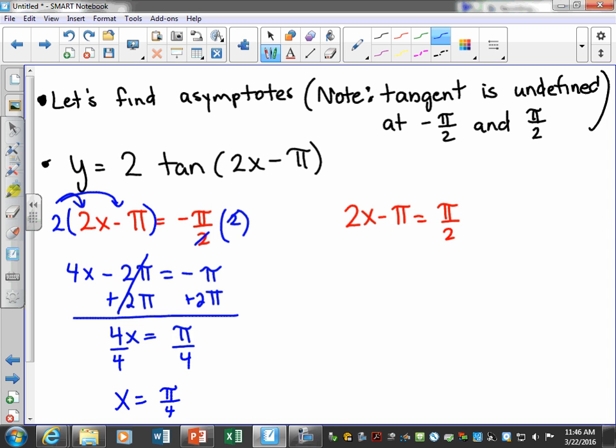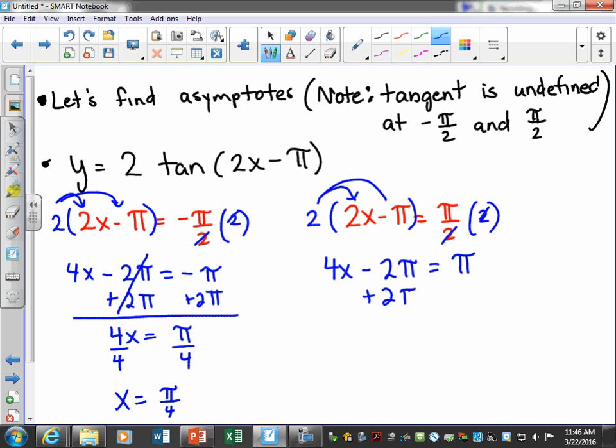Okay, let's come over here to the right and do the same thing. Multiply both sides by 2. That means these 2's would cancel. 2 times 2 is 4x minus 2 pi is equal to pi. We're going to move 2 pi to the other side, so add 2 pi. Always looking for x in this case, trying to find out our new asymptote. Then lastly, divide by 4.